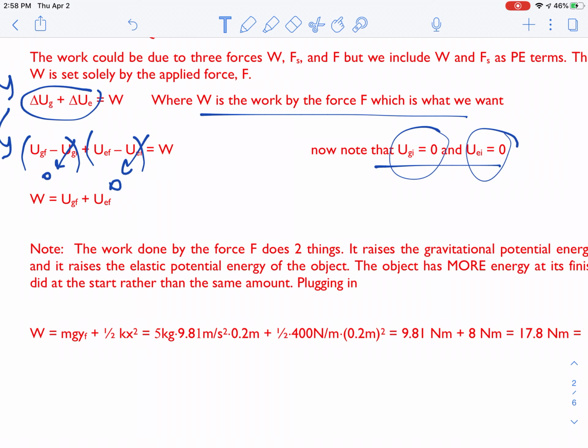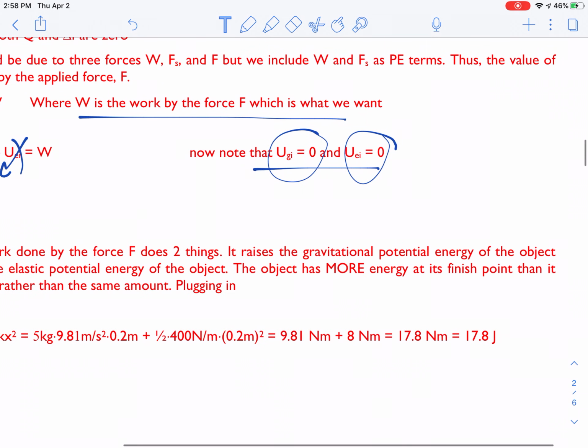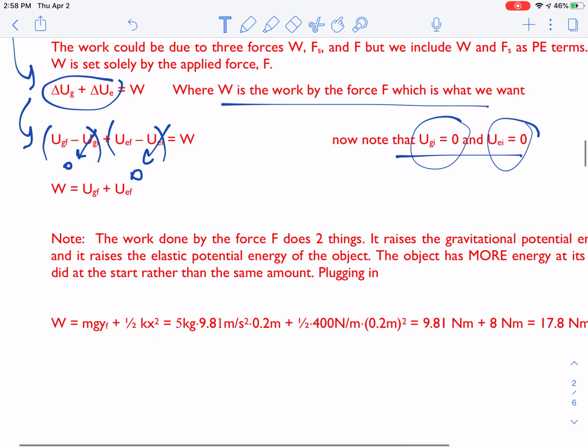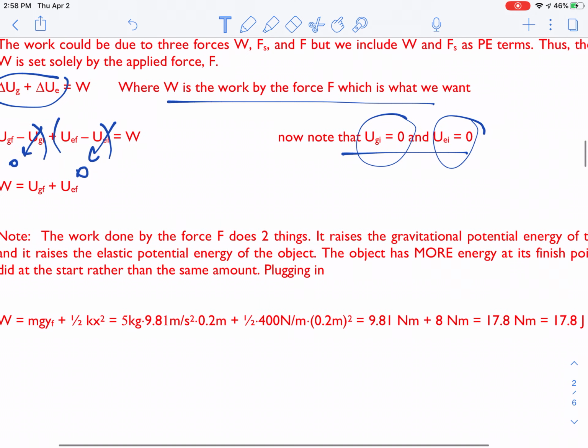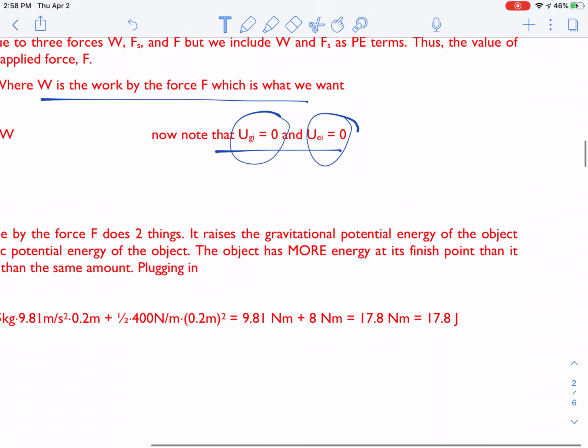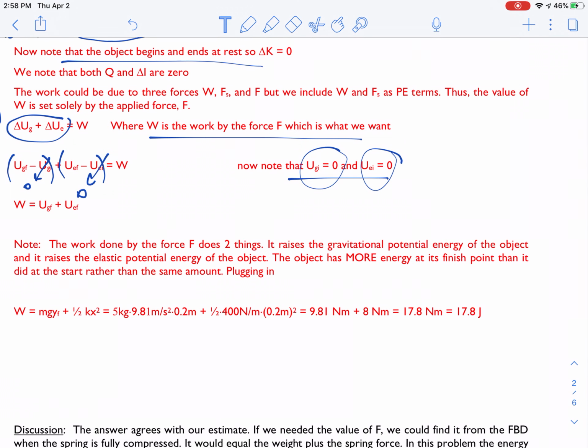So the work done by the external force F does two things then, right? It raises the gravitational potential energy of the object. That's what UGF is. And it also raises the elastic potential energy of the object. And the object has more energy at its finish point than it did at the start, rather than the same amount, okay? And when we plug these in, what is UG? UG is mgy, and UE is 1/2 kx squared.